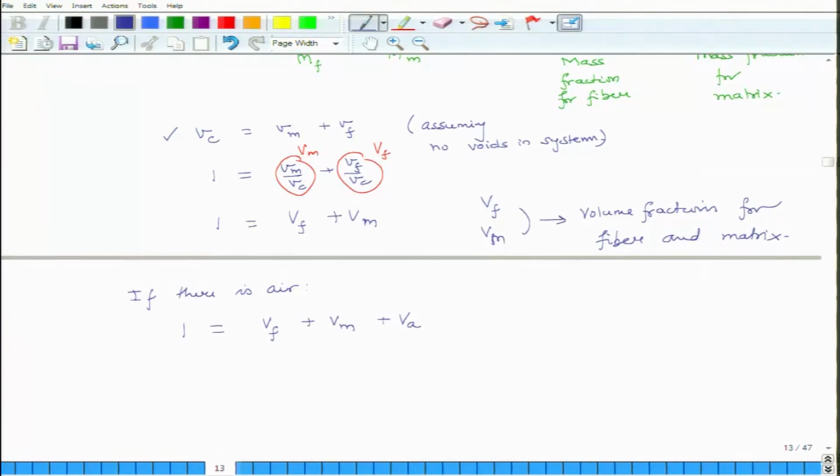So, I think we will stop here. We have covered a lot of stuff in today's lecture. Tomorrow, we will extend this discussion, and using all this information, we will develop relations between density and volume fraction, densities and things like that. So, that is what we plan to do tomorrow.